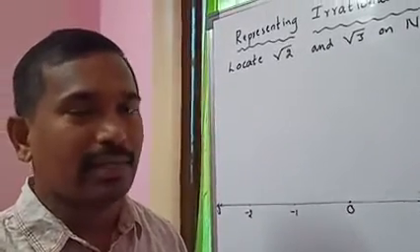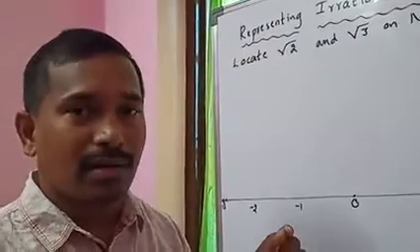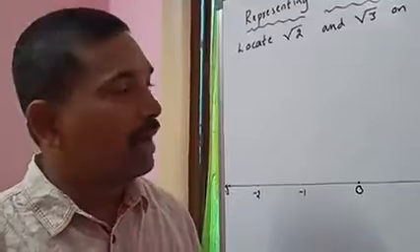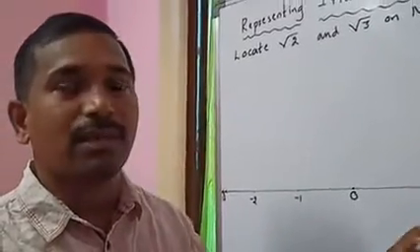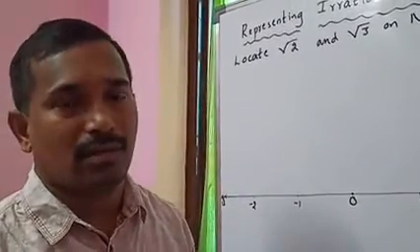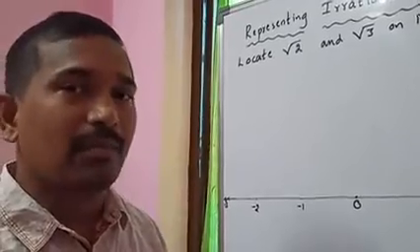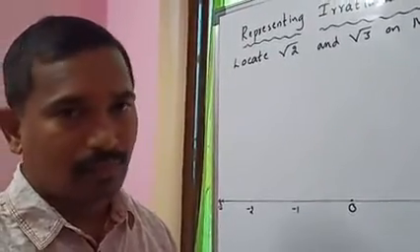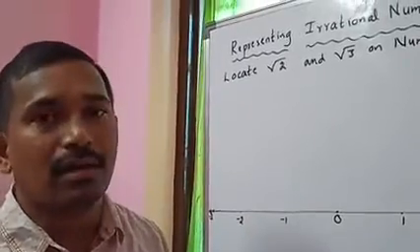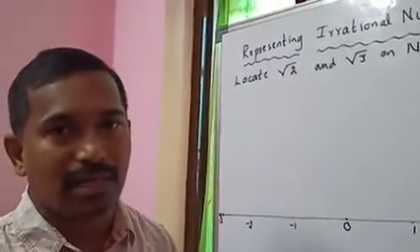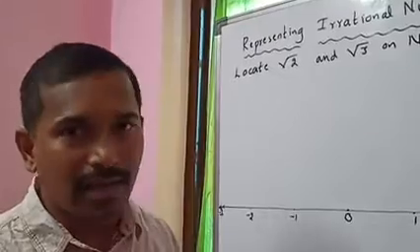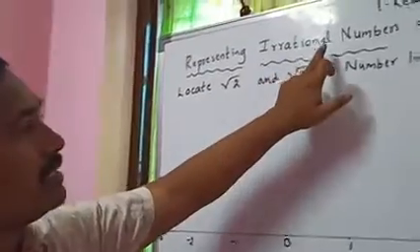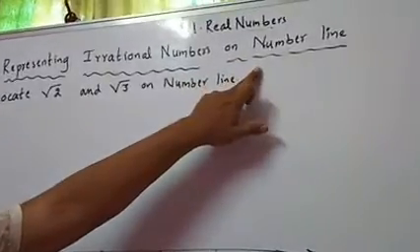Every number represents a unique point on the number line, and every point on the number line represents a number. So all rational numbers and irrational numbers can be represented on the number line. That number line is called the real number line. Rational numbers and irrational numbers combined are called real numbers. Now let us see how to represent irrational numbers on the number line.